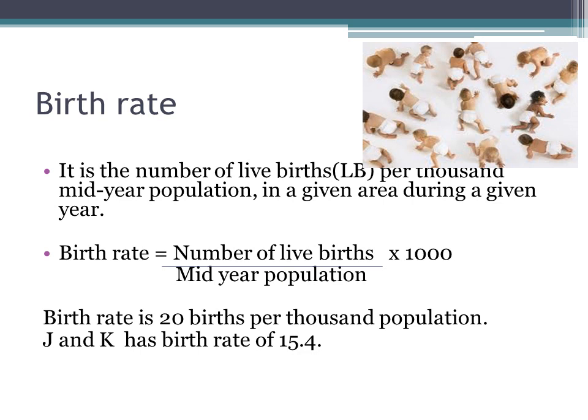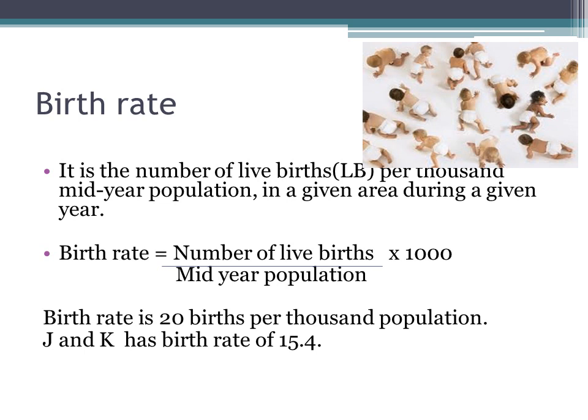Now comes the birth rate. Birth rate is the number of live births per thousand mid-year population in a given area during a given year and is computed by dividing the number of live births by the mid-year population and then multiplying by 1000.